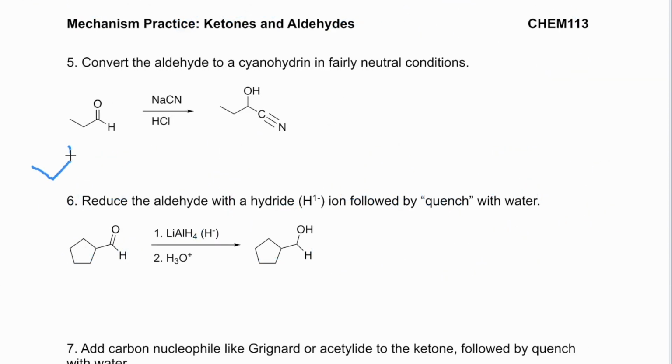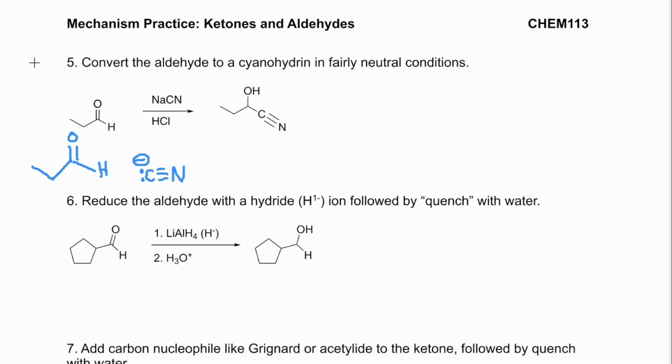So for this next one, for cyanohydrin formation, we are not in strong enough acid to protonate the aldehyde or ketone. If we were in strong enough acid to protonate the aldehyde or ketone, then all of our hydrocyanic acid would be protonated. We wouldn't have any cyanide ion to attack.